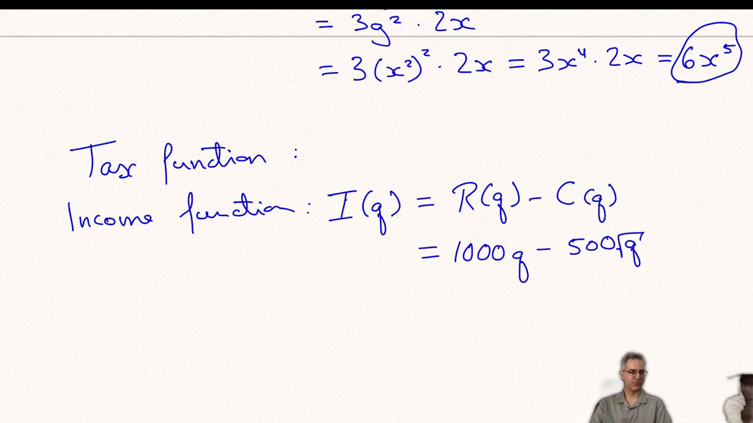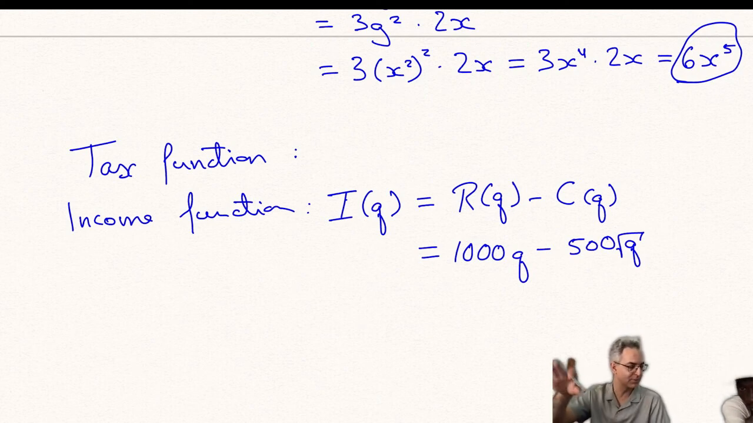Do you see how square root of Q means that costs will grow more slowly than revenue? Okay. So let's say this is my income function as a function of quantity sold. Now the tax function, the government says, we're going to tax your income. We don't care what your quantity is, that's your business, but we tax your income.